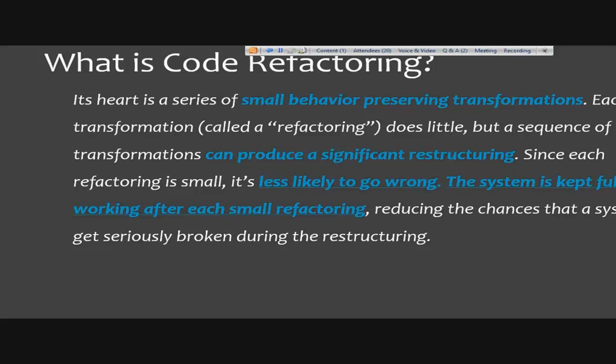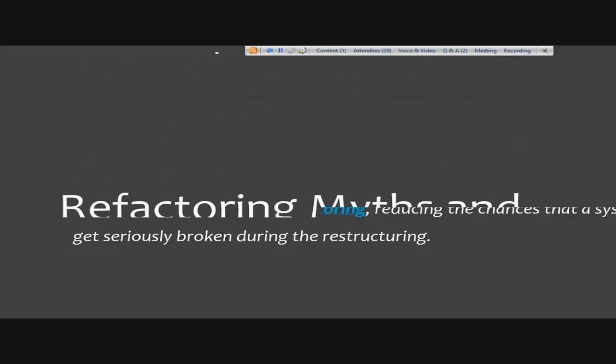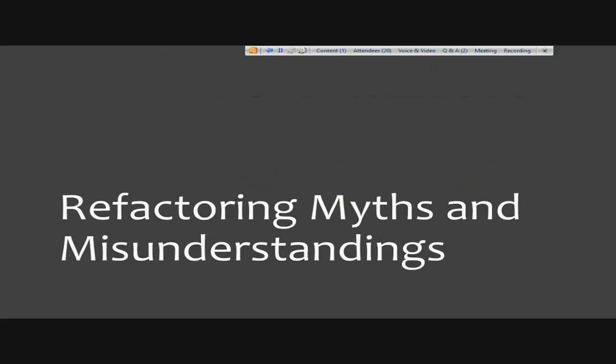Then why is it important? Because it is less likely to go wrong. Why do we choose to go through this disciplined technique? Because there is less risk to hurt or harm the system or change the external behavior of the system. So let's see what is not refactoring, and what are the myths and misunderstandings of refactoring.